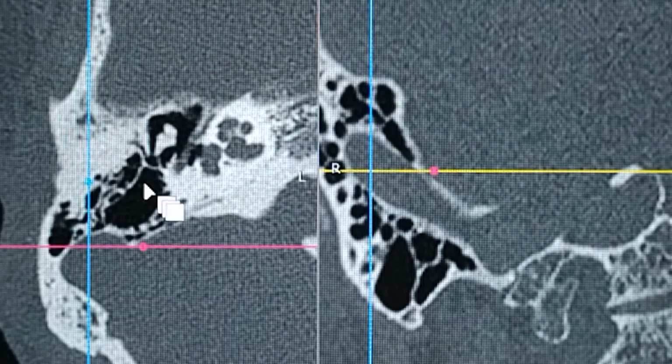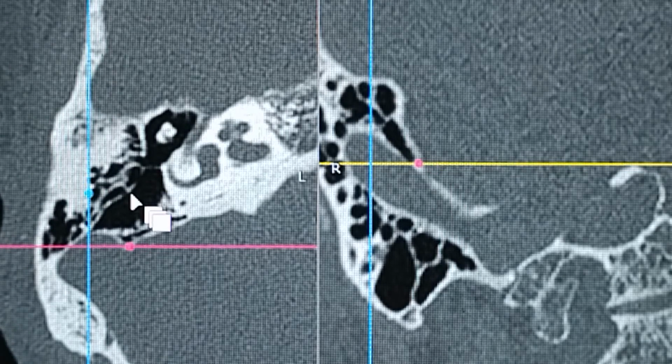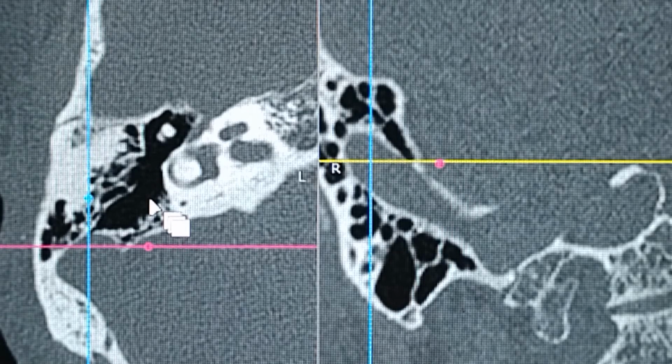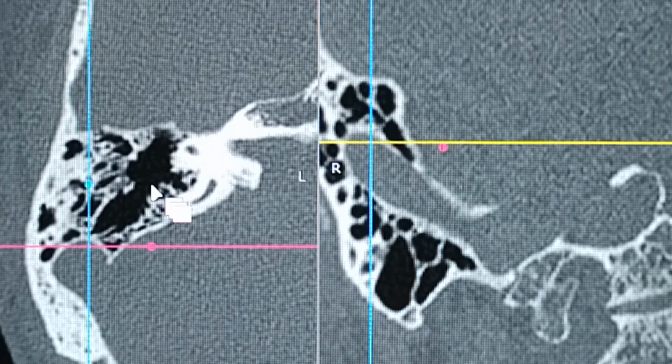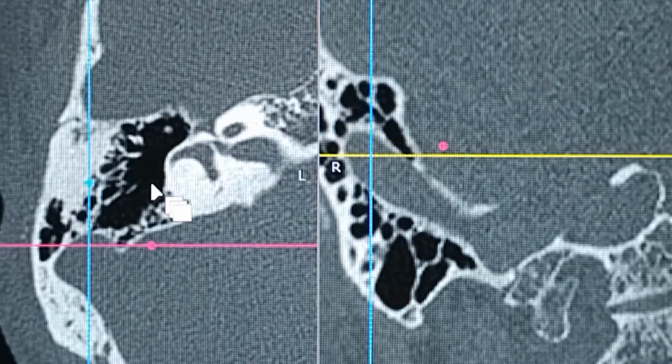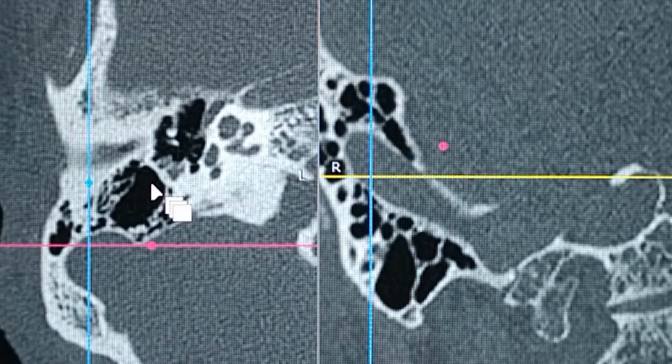So this is the basic anatomy. You keep on going superiorly, you can see the periantral air cells. Then this is the head of the malleus, the incus, and you can see the facial nerve. That's the lateral canal right there, and then eventually it disappears, right? Okay, so now we're going to come back below again.